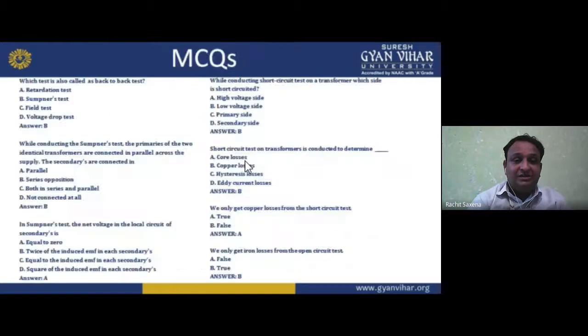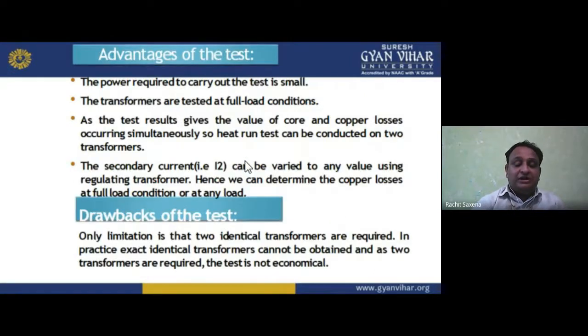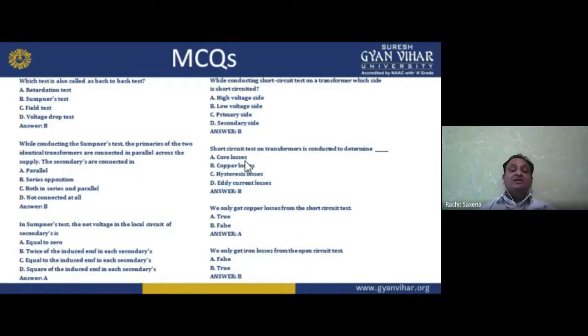I hope you understand about the Sumpner back-to-back test. Then we have multiple choice questions related to our topic. Which test is also called a back-to-back test? Obviously, Sumpner, option B. While conducting the Sumpner test, the primaries of the two identical transformers are connected in parallel across the supply, and the secondaries are connected in parallel, in series opposition, not both in series and parallel.